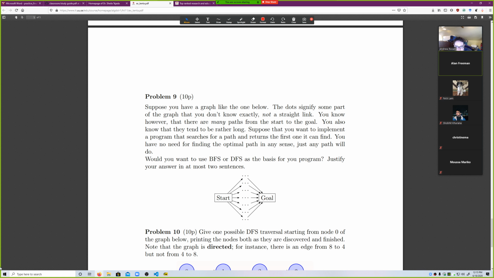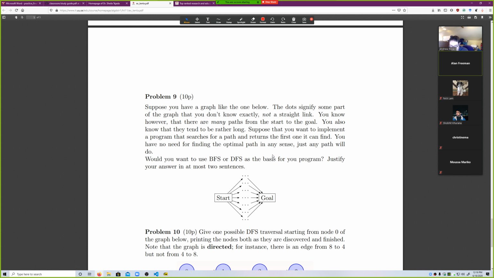Actually, I kind of do know this answer. However, there's many paths from start to goal. You also know that the paths tend to be rather long. Suppose you want to implement a program that searches for a path and returns the first one it can find. It doesn't need to be searching for optimal in any sense. Just any path will do. Will you want to use BFS or DFS as the basis for your program?